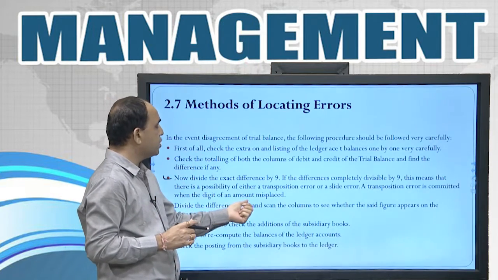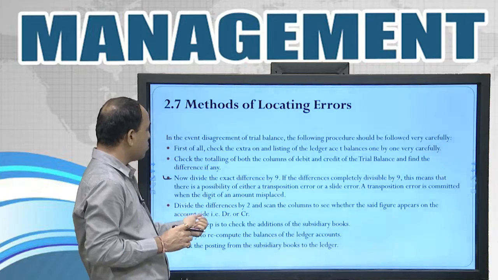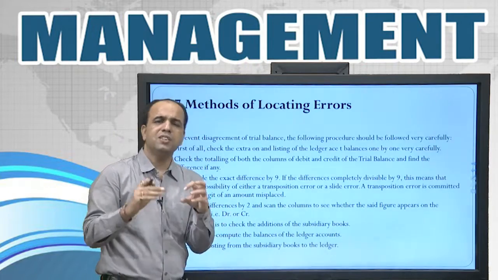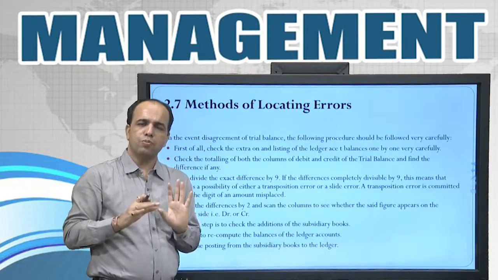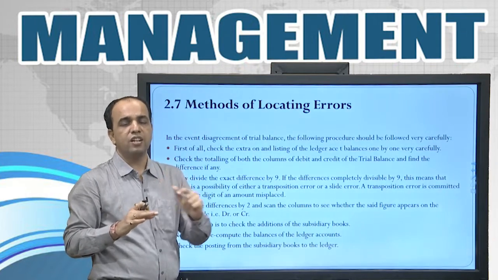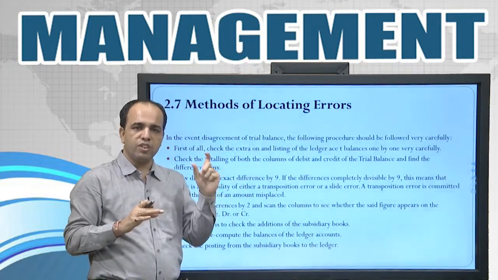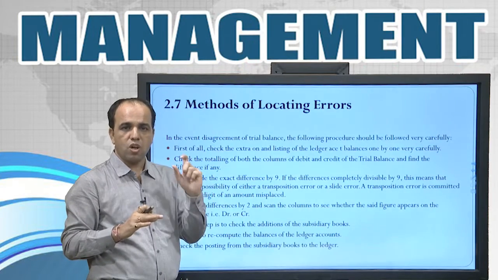Divide the difference by 2 and scan the columns to see whether the said figure appears on the debit or credit side. Means if you have a difference of 200, divide by 2. So you will get 100. So find out on both sides whether any amount of 100 is missing or related to 100.